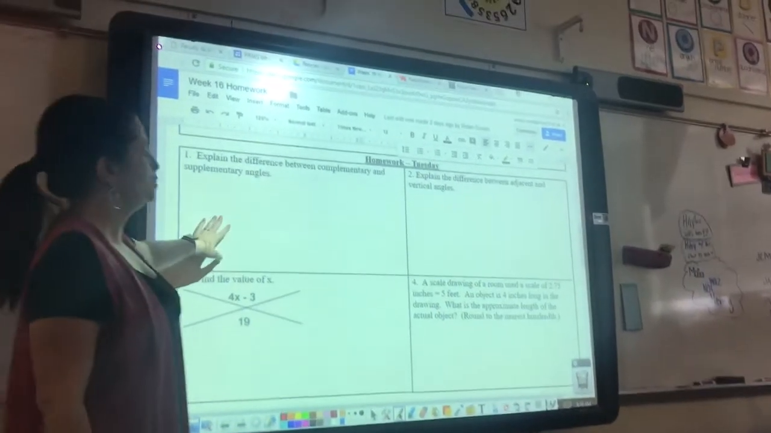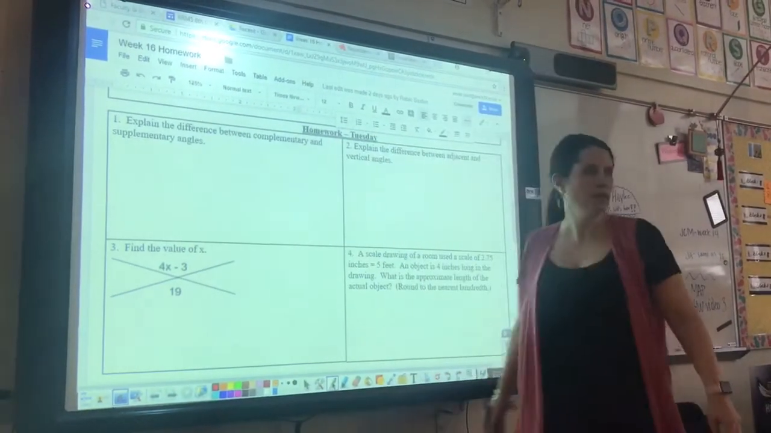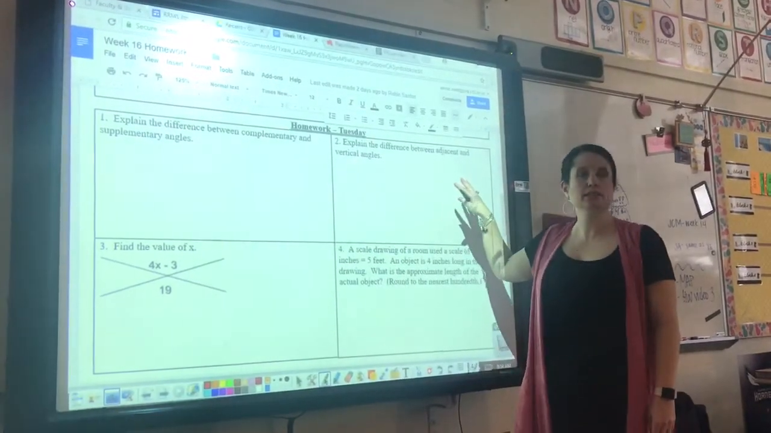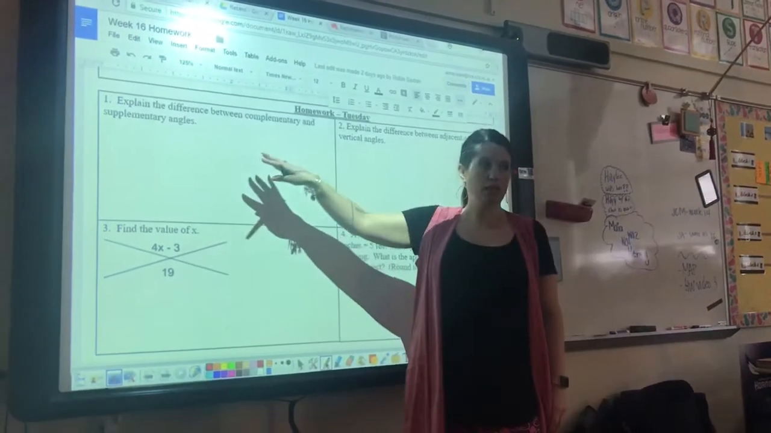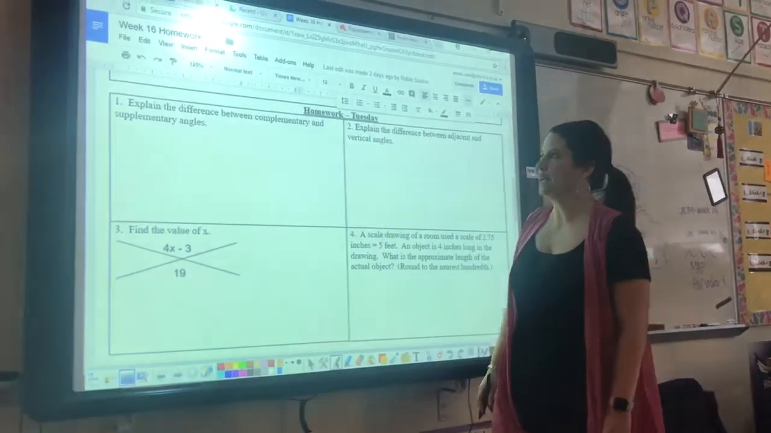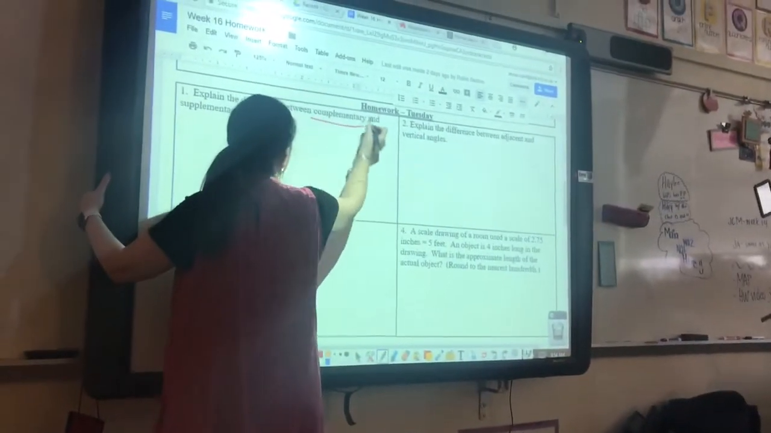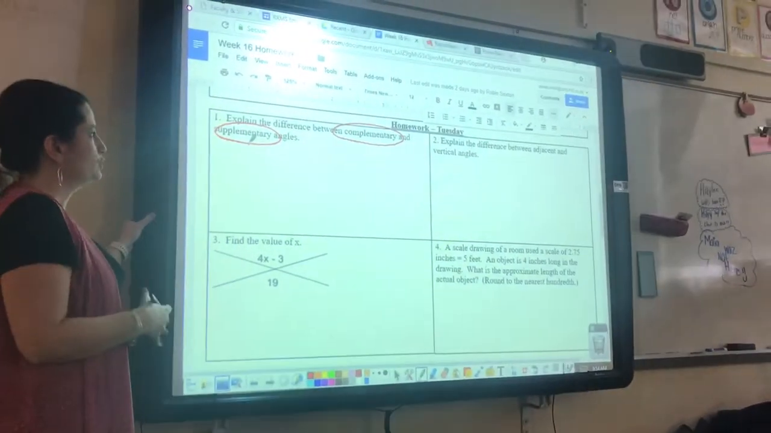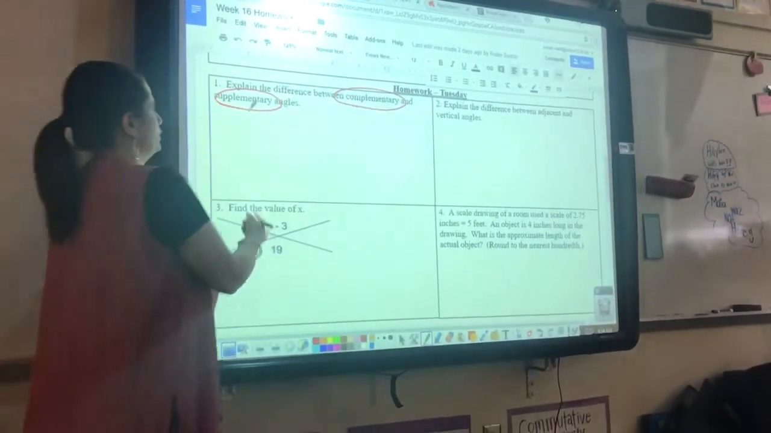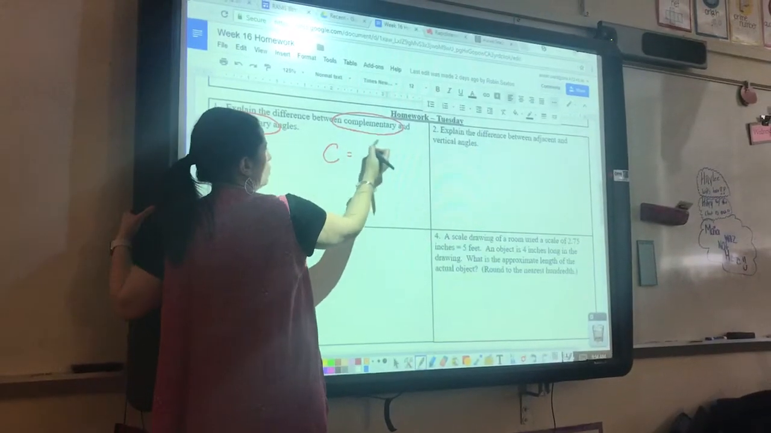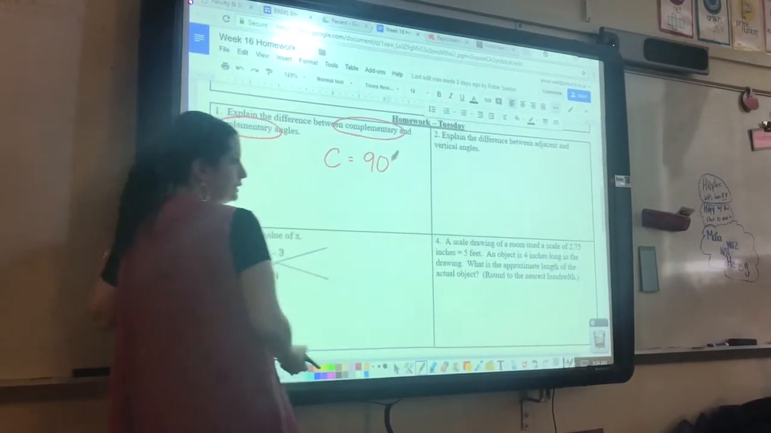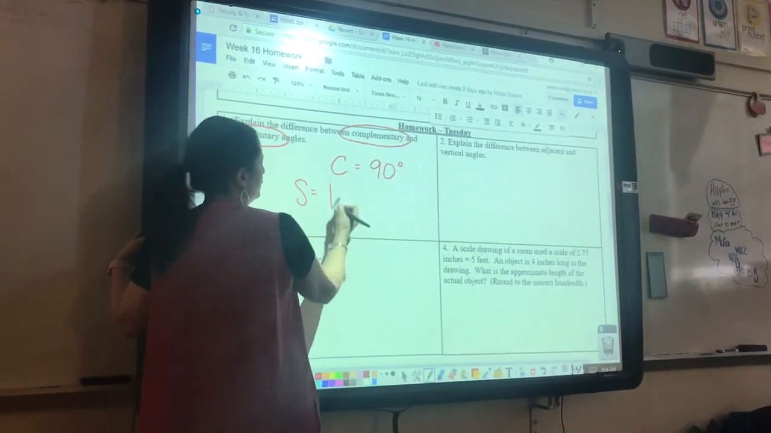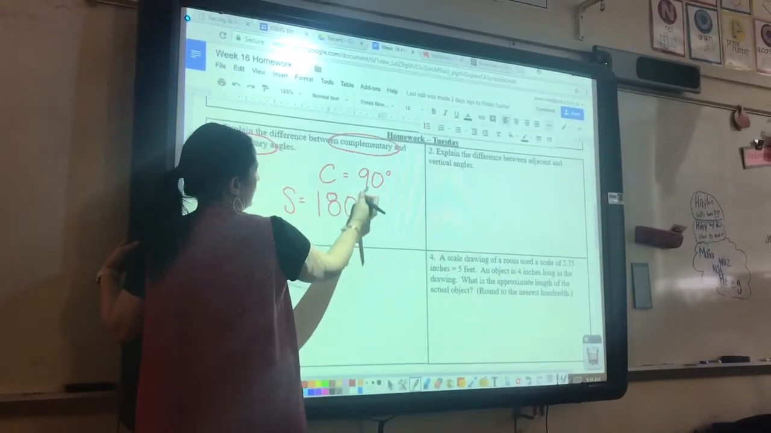Okay, so for the first two questions that you have on Tuesday's homework of week 16, these are both examples where we're going to need to see complete sentences where you're explaining the difference between two different types of angles. In the first one, we're explaining the difference between complementary and supplementary angles. I'm not going to write out an answer, but I should see some sort of explanation that a complementary angle is equal to angles that total 90 degrees. Supplementary are two angles that, when added together, they're next to each other, they equal 180 degrees.